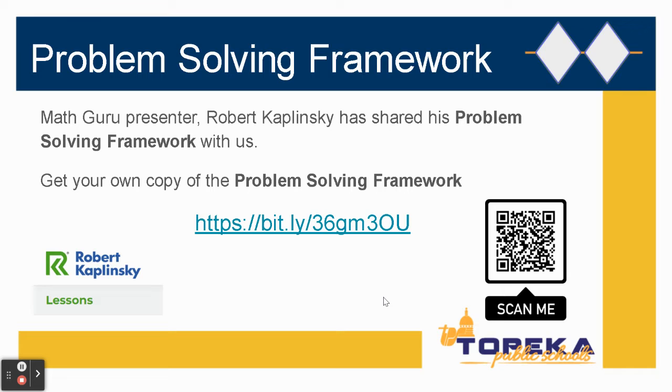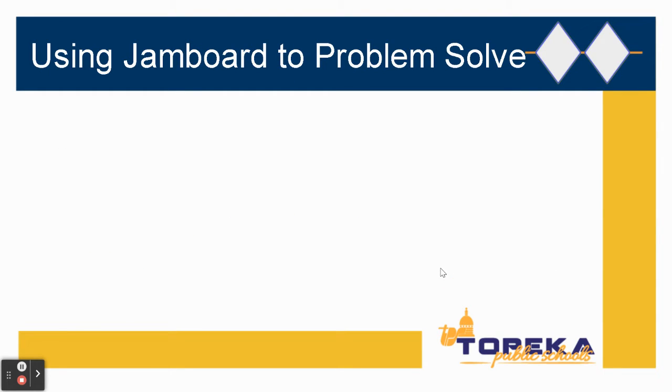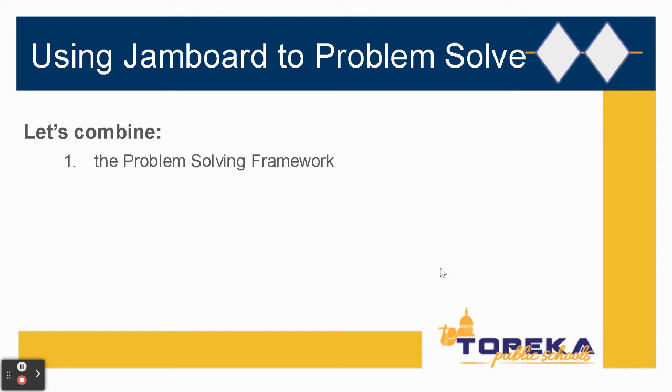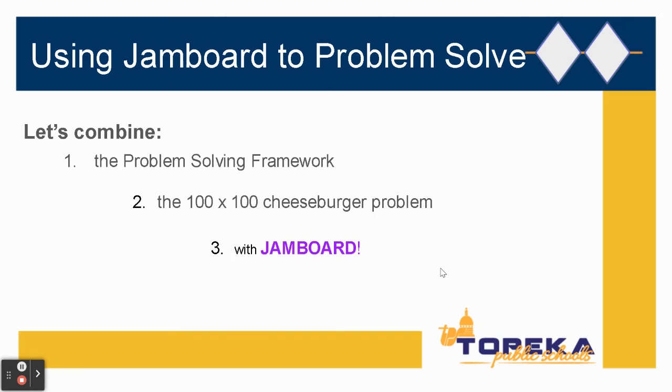All right, I'm hoping everybody's had a chance to get that. So we're going to combine the problem-solving framework that you just downloaded from Robert Kaplinski, or you have it on your screen there as a PDF. And we're going to combine it with a 100 by 100 cheeseburger math problem. Yes, you read that correctly. And we're going to use Jamboard.